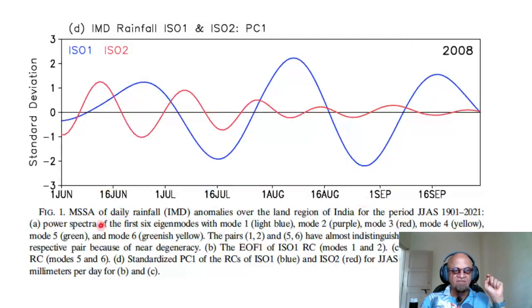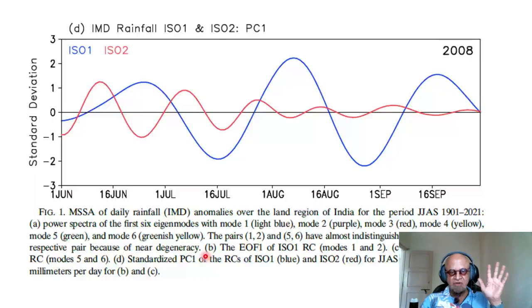Figure 1 is showing MSSA of daily rainfall anomalies from IMD over the land region of India for the period of JJAS 1901 to 2021. A is the power spectra of the first 6 eigenmodes, with light blue as mode 1, purple as mode 2 and red as mode 3. Mode 4 is yellow, mode 5 is green, mode 6 is greenish yellow, and pairs 1, 2 and 5, 6 have almost indistinguishable spectra within the respective pair because of near degeneracy. Statistical terminology, so you have to really be careful.